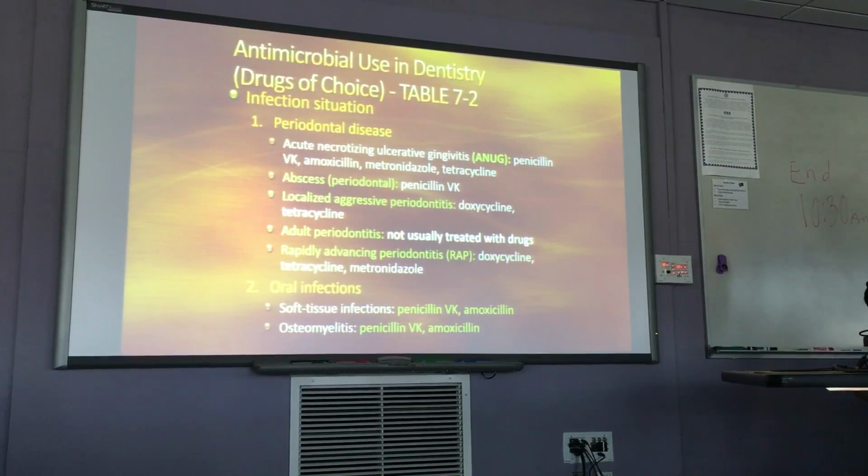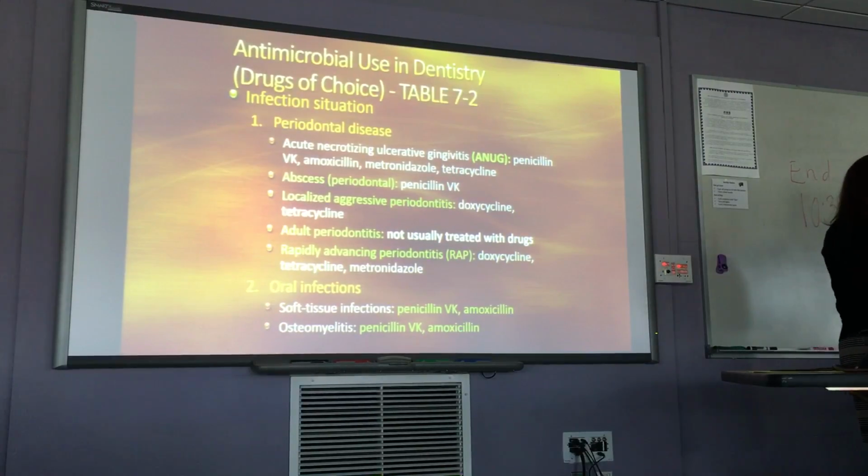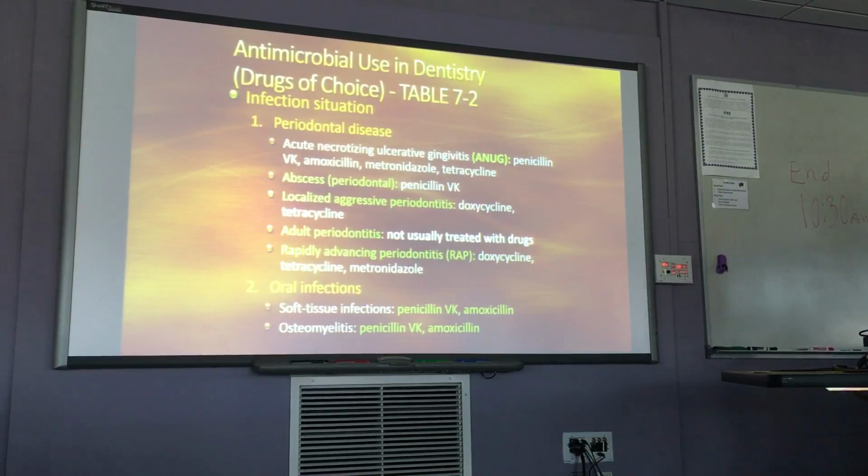If we have a soft tissue infection, okay, something into like maybe a salivary gland or buccal mucosa or something along that line, soft tissue, penicillin VK, amoxicillin, which is starting to sound familiar. Osteomyelitis, actually into the bone, maybe we're talking about someone who had an extraction that became infected. Penicillin VK, amoxicillin, drugs of choice.